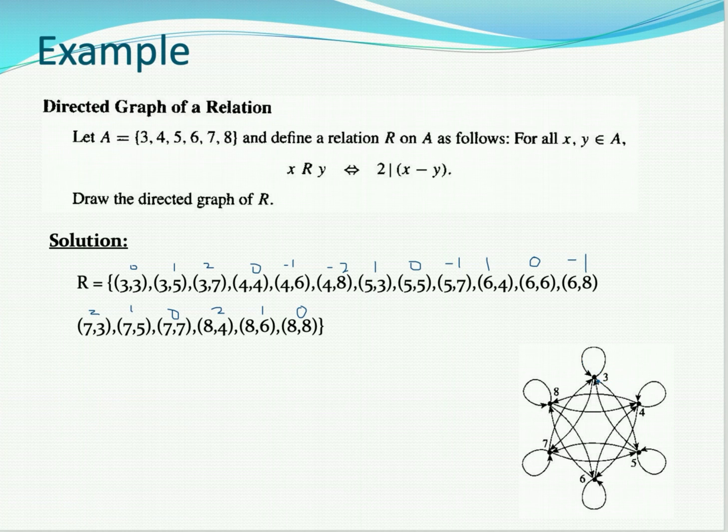3, 5, let's say 3 is going to 5. And then 3 is going to 7. And then 4, it has it looping to itself. And then 4 is going to 6. 4 is going to 8. And then 5, 5 going to 3. 5 to itself. 5 to 7. 6, 4. 6 going to 4. 6 to itself. 6 to 8. 7 going to 3. 7 to 5. 7 to itself. 8, 4, and then 8, 6, and then 8 to itself. So this is what we call a directed graph.